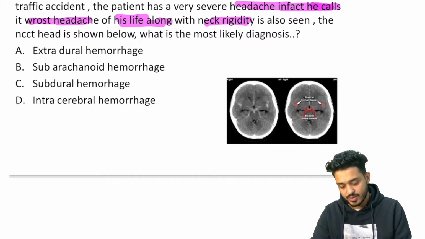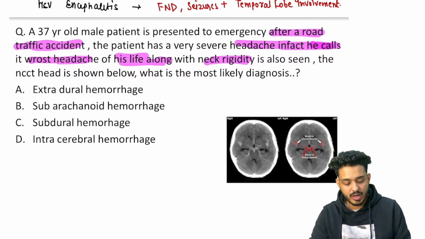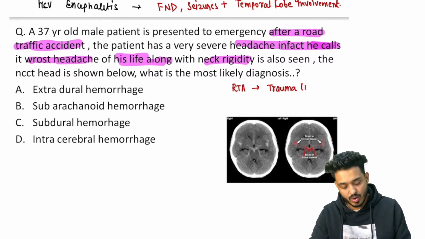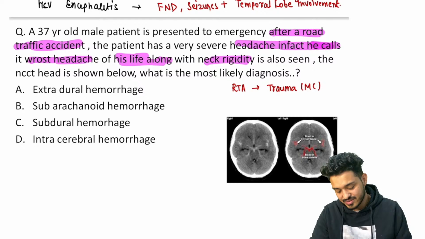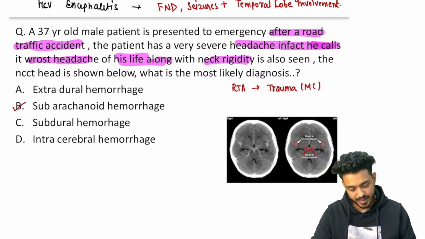What is it? So what is the history that is given? You always need to think about that. After a road traffic accident, meaning trauma. Road traffic accident means it is a case of accident. So here a trauma has happened. And trauma, remember, is the most common cause for subarachnoid hemorrhage. Very good.